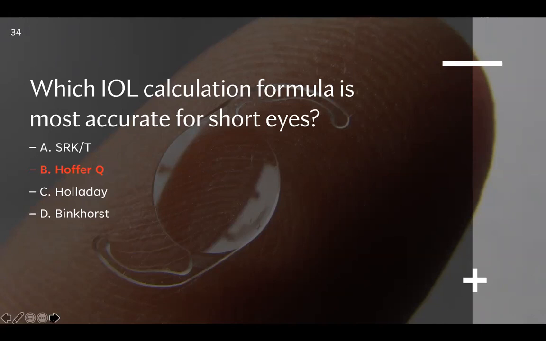The newer generation formulae, be it Barrett, be it Hill, RBF, going on version 3 right now, these all have proven to be superior to Hoffer Q even for shorter eyes. But yes, among these four, among the fourth generation formulae, Hoffer Q was considered superior for shorter eyes. Okay, moving on, question number 35.